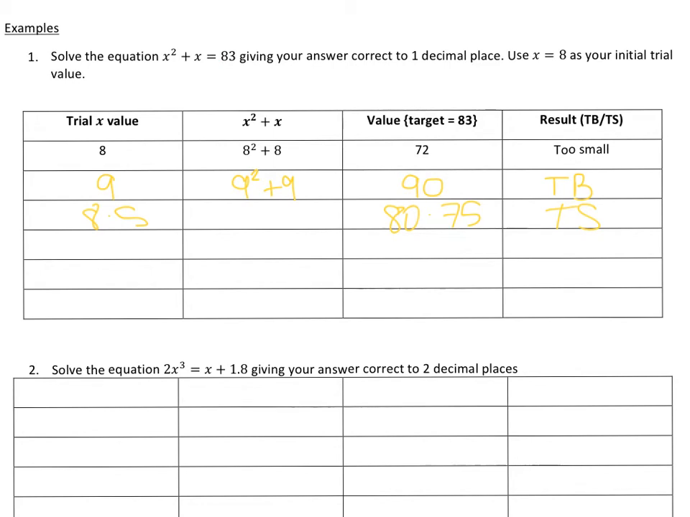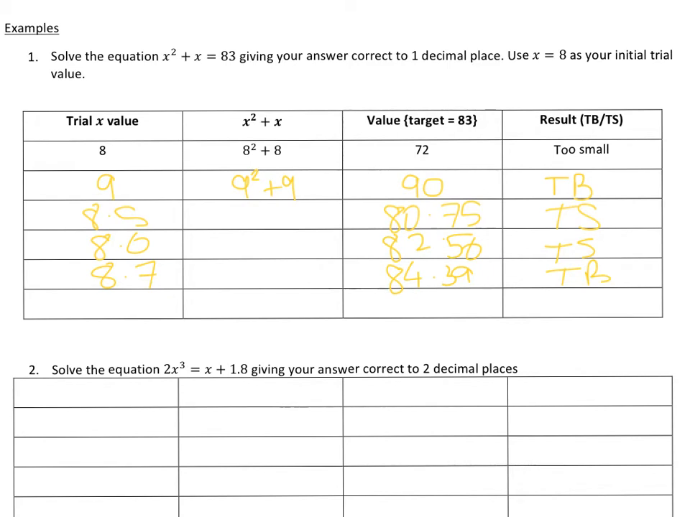I'll then go to 8.6, and that gets an answer of 82.56, which again is too small, but we're pretty close. We're going to try 8.7 again, so I'm going to press 8.7 on my calculator, press equals, push up. I can see ANS squared plus ANS on the calculator screen. Pressing equals gives me a value of 84.39, which is too big.